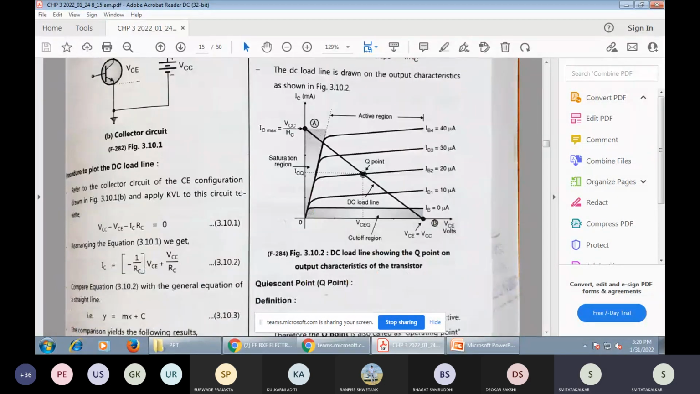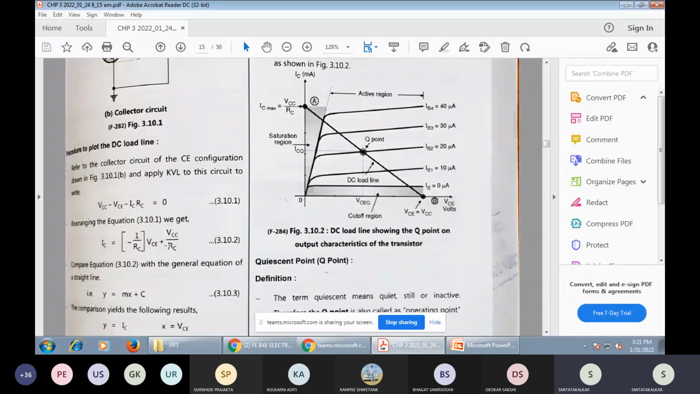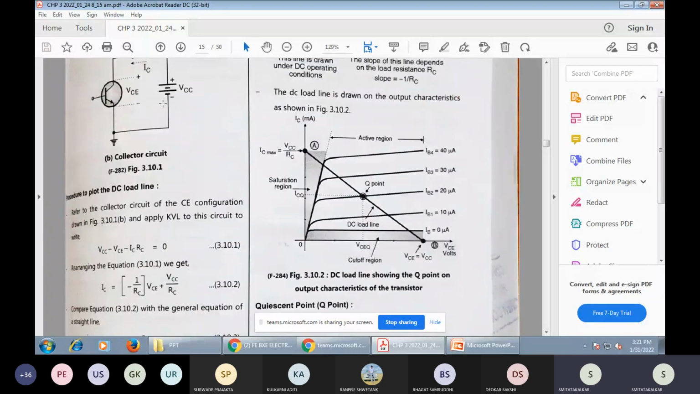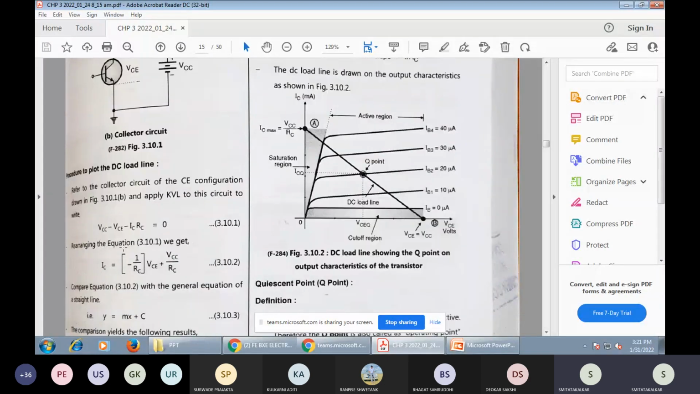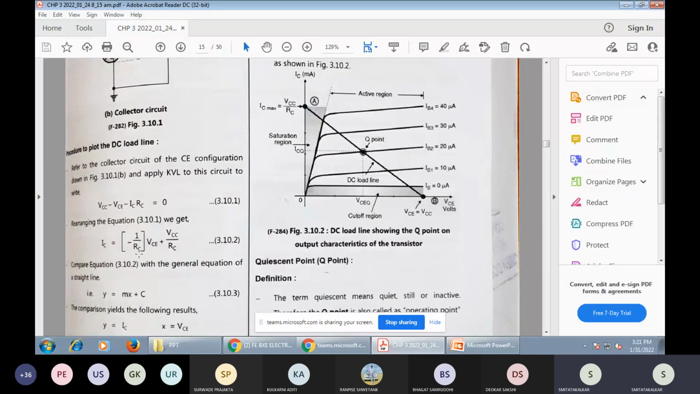Then apply KVL to the circuit. VCC minus VCE minus IC into RC is equal to 0. This is equation number 1, 3.10.1. It is the first equation. Then for the second equation, rearrange it to find the collector current. What is the collector current? This is the maximum current flowing in reverse bias on the output side. That's why IC is equal to minus 1 divided by RC into VCE plus VCC divided by RC.